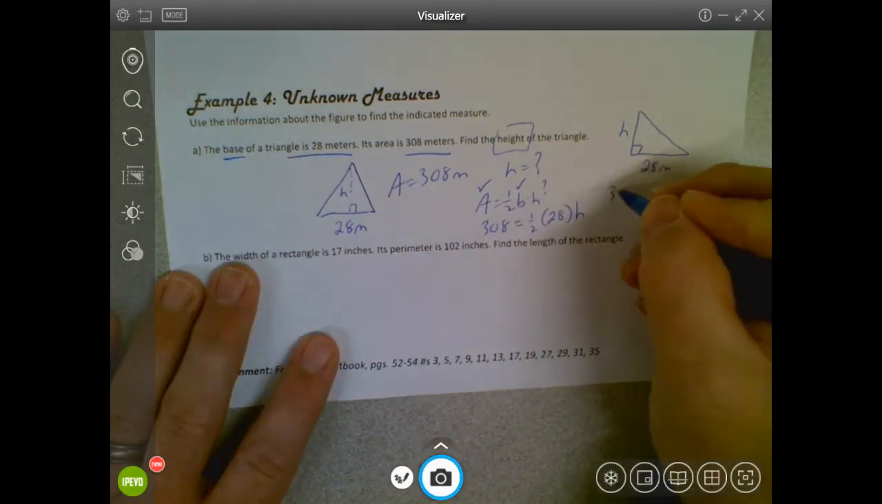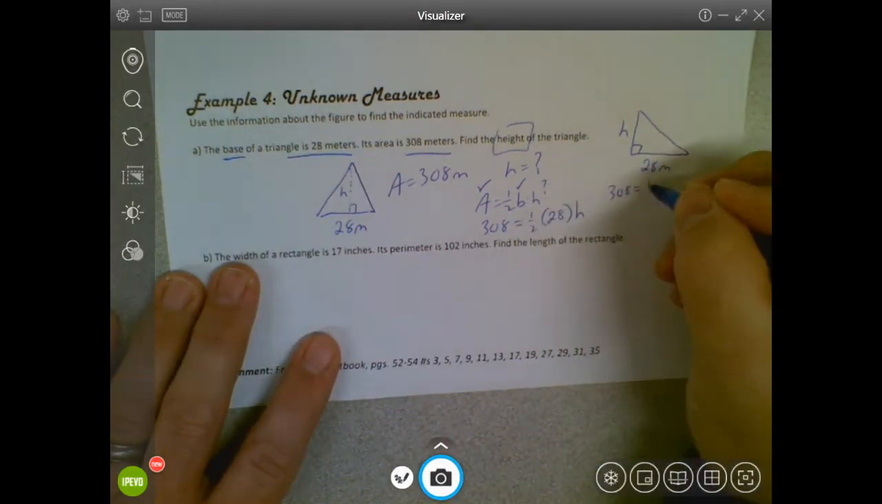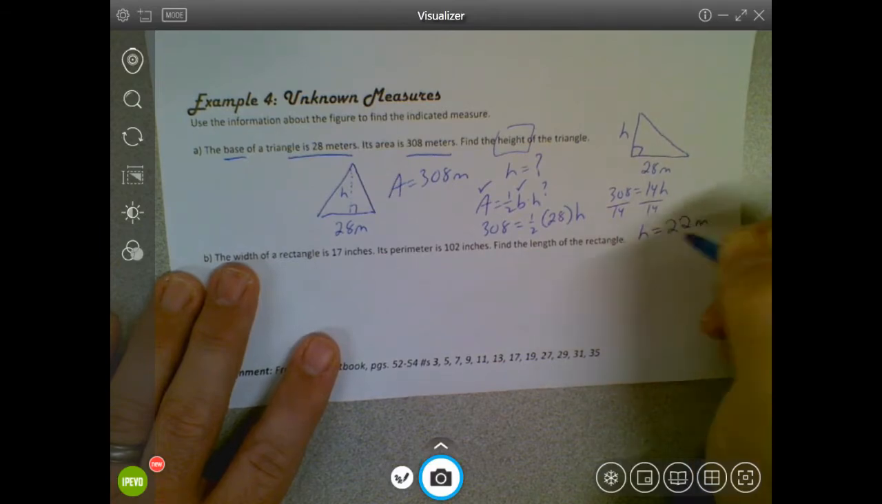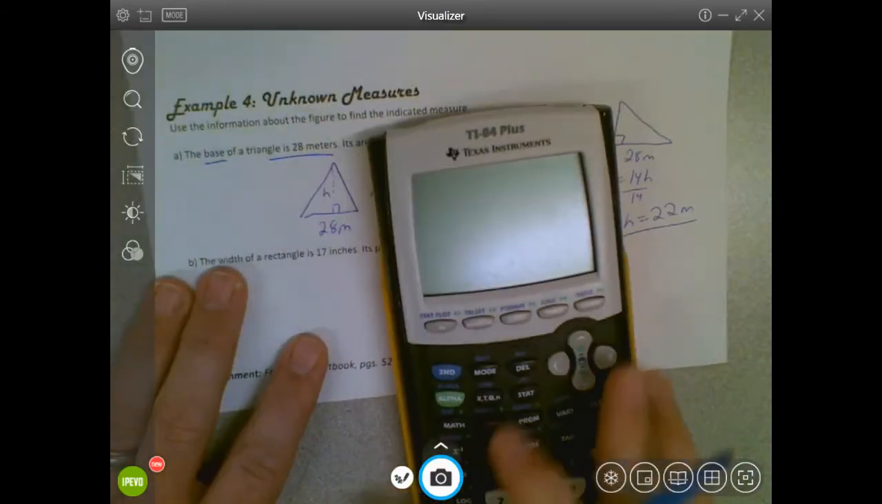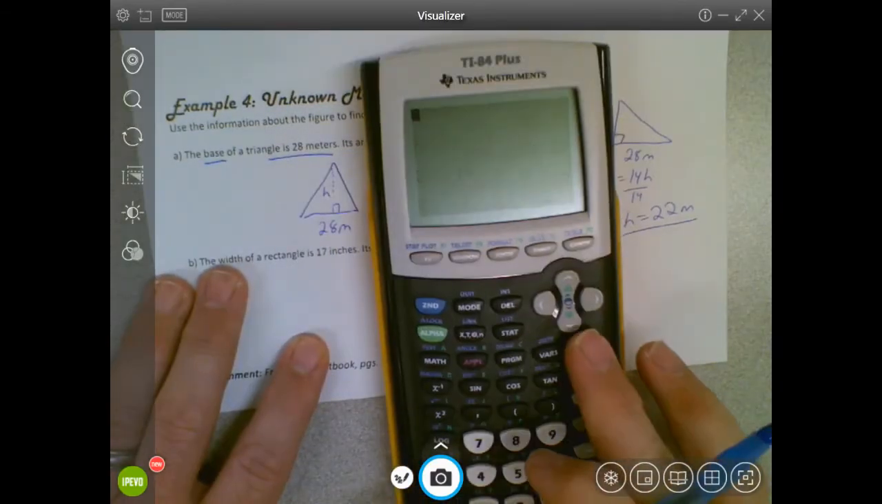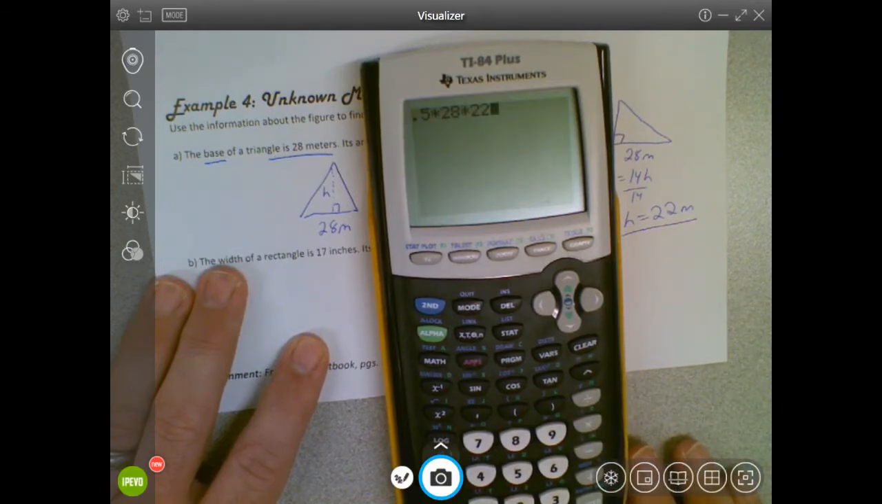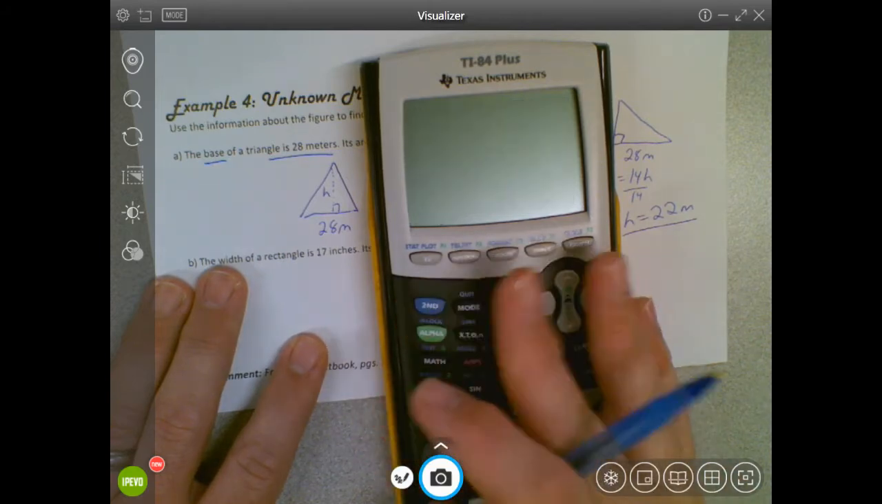So 308 equals half of 28 is 14 times h. Divide both sides by 14. So h is, looks like 22 meters. We can check it, right? We can check it in our calculator. If the height is 22 and the base is 28, so 1/2 times the base times the height. We should get 308 if we did this right. 308. So now we know we did it right.